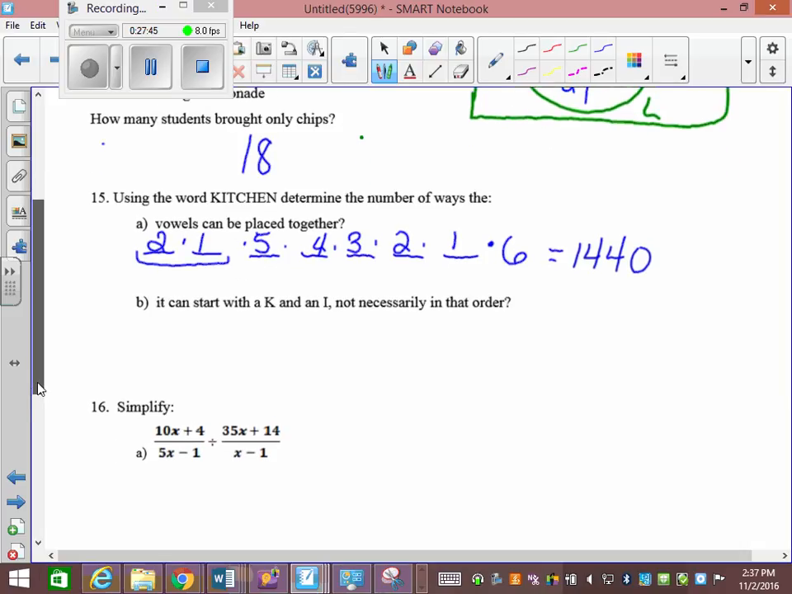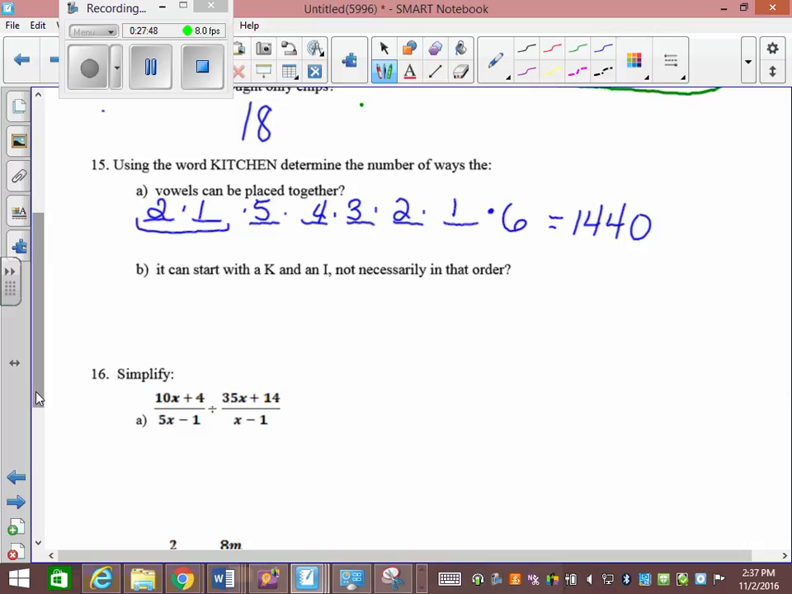Now, B says it can start with a K and an I, not necessarily in that order. So some people think that the first letter needs to be K or I, not A. I don't know why I said A. K or I. But if the first letter could be K or I and that was all, then "not necessarily in that order" wouldn't make any sense. So the first 2 letters can be K or I, but not necessarily in that order. So 1, 2, 3, 4, 5, 6, 7. How many options? Then 10, 5, 4, 3, 2, 1. 240.